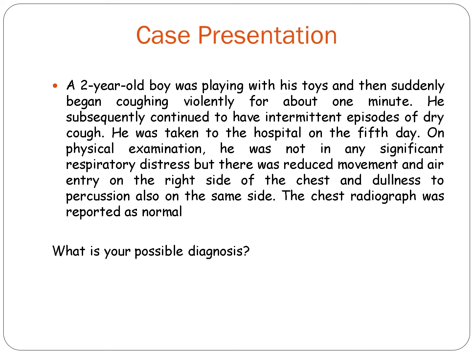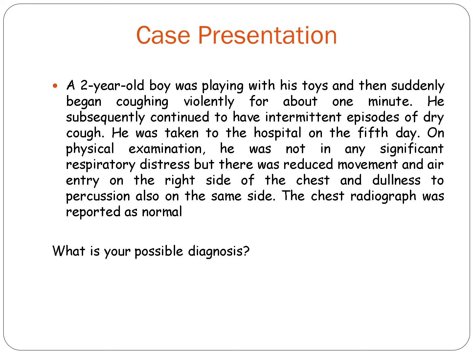This child is a 2-year-old boy who was playing with his toys and then suddenly began coughing violently for about 1 minute. So here there is sudden onset of cough with witnessed episode of choking. He subsequently continued to have intermittent episodes of dry cough and was taken to the hospital on the 5th day.